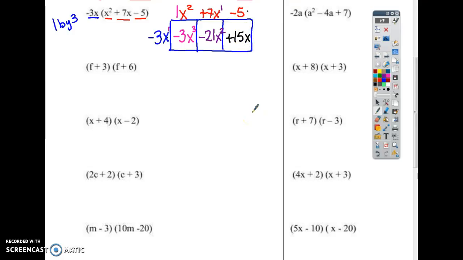Okay? And then all of these are different. This one has a 3, this one has a 2, this one has a 1. So that's my final answer. My answer is negative 3x cubed minus 21x squared plus 15x. Okay, go ahead and do this one by yourself. Pause the video.